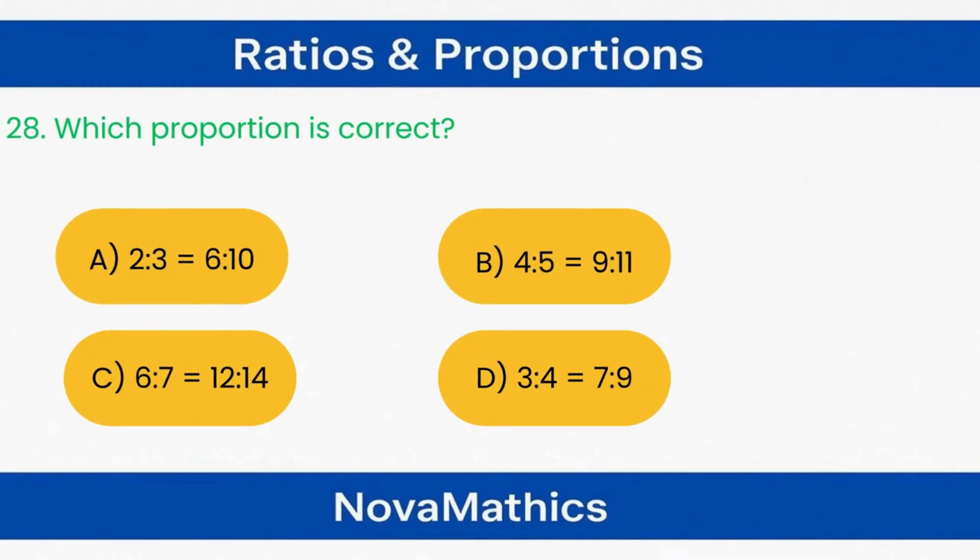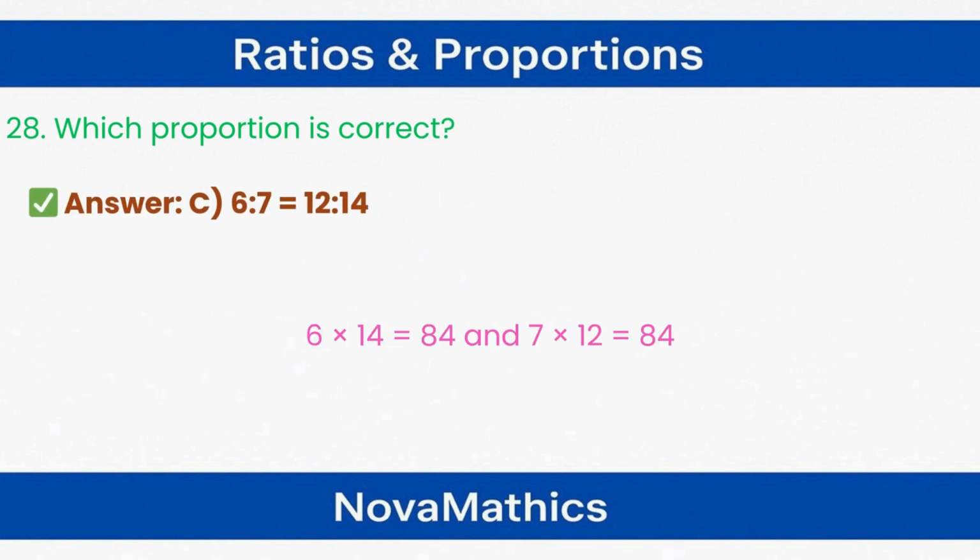28. Which proportion is correct? Correct answer is C. 6 times 14 and 7 times 12 both equal 84. The proportion is true.